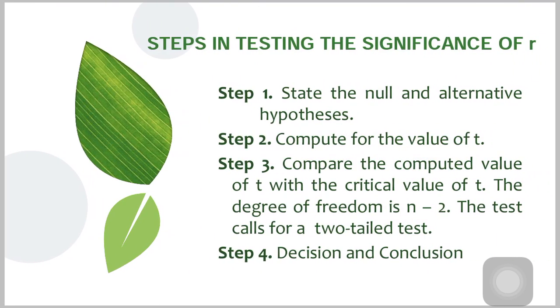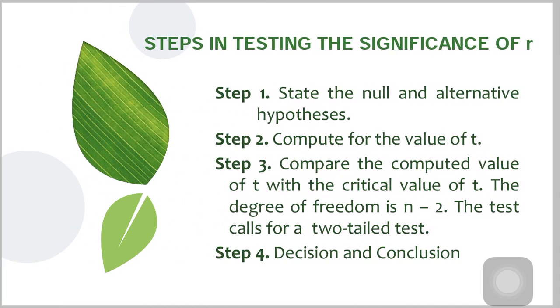Here are the steps used to test the significance of R. First, we just state the null and the alternative hypothesis. Then step 2 is to compute for the t. Step 3, we compare our computed t to our critical value. And step 4, we need to write our decision and conclusion.